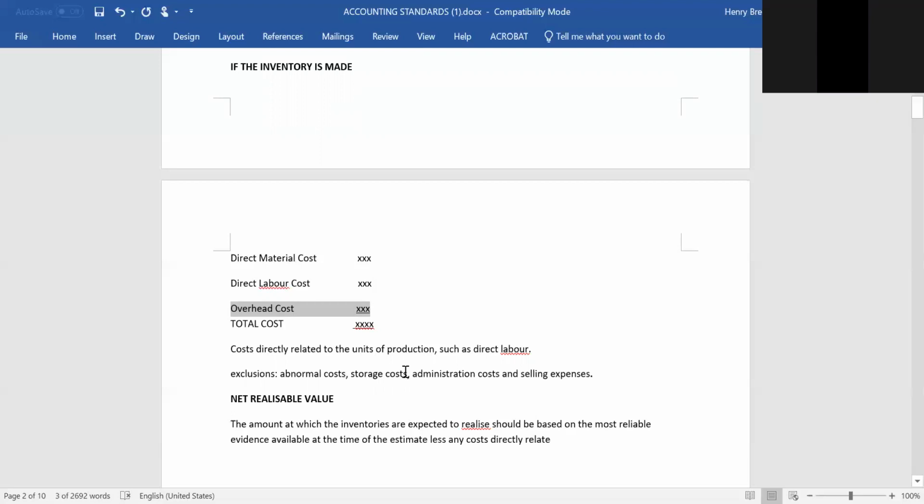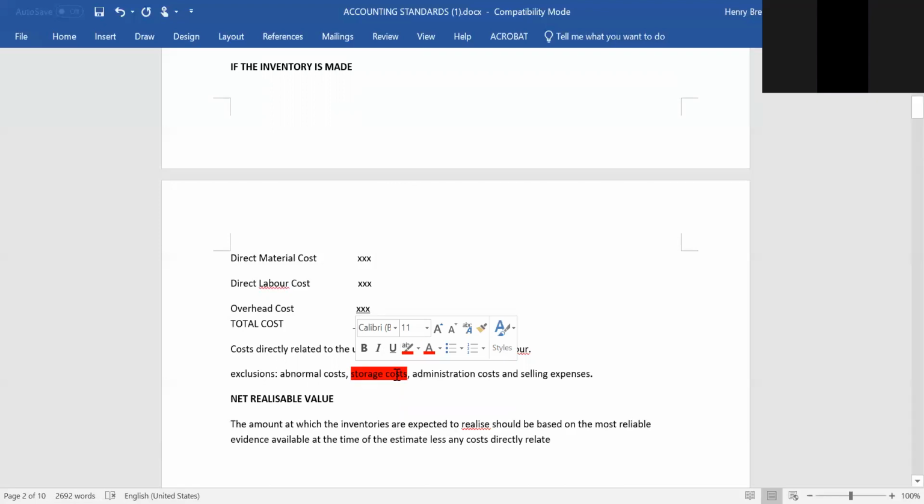Storage cost can either be capitalized or be expensed. In what instance do we capitalize storage cost? If the storage cost is based on the raw material, then we are going to capitalize. But a storage cost in relation to a finished product will not be capitalized, instead it will be expensed. So students are to note that. Let me highlight the storage cost in red.